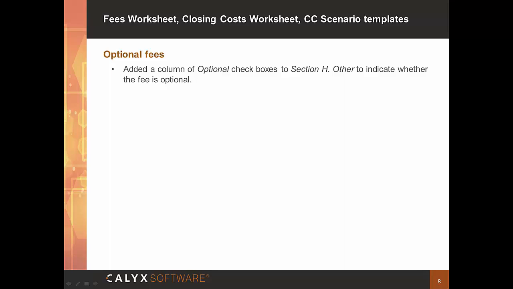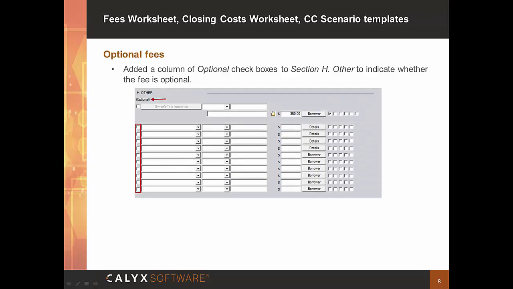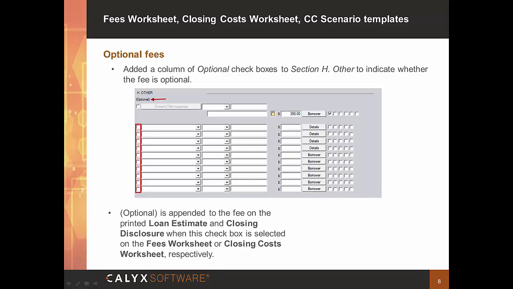Optional fees. Added a column of optional checkboxes to section H, Other, to indicate whether the fee is optional. Now, TRID rules are that some fees in this section are optional, and with previous versions of Point, you had to type that in. So what we've done now is we've given you the ability to check the optional column, and when you do, the optional is appended to the fee on the printed loan estimate and closing disclosure.